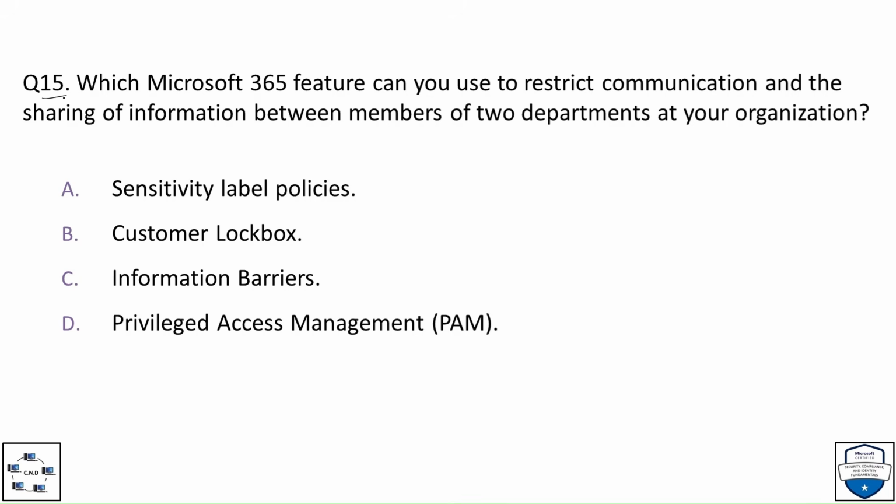Question number 15. Which Microsoft 365 feature can you use to restrict communication and the sharing of information between members of two departments at your organization? The options are: option A, sensitivity label policies; option B, customer lockbox; option C, information barriers; and option D, privileged access management. And the correct option is option C, information barriers.